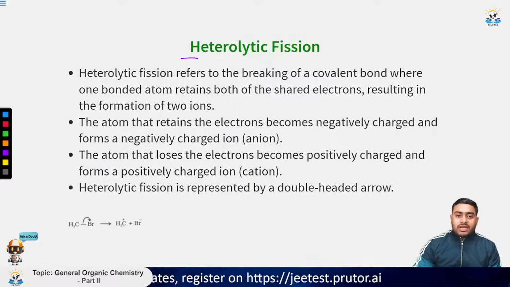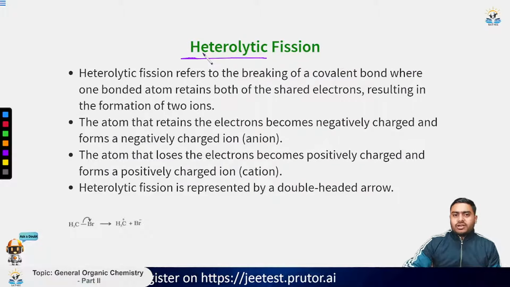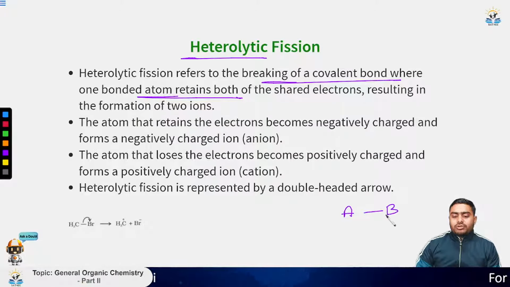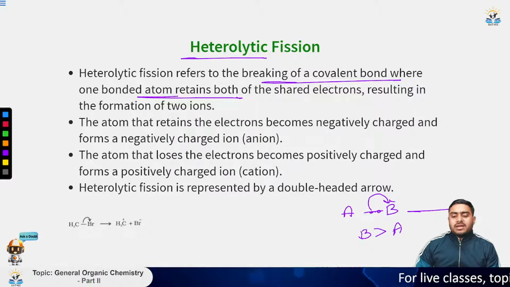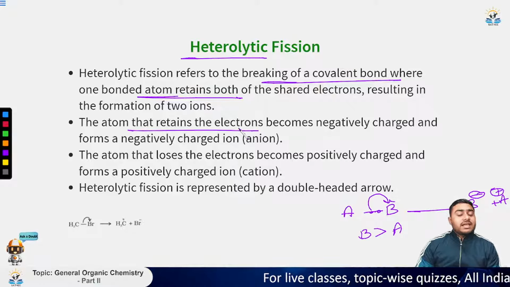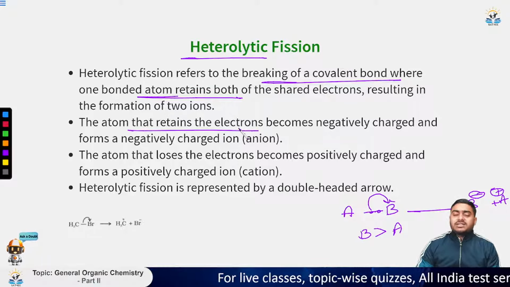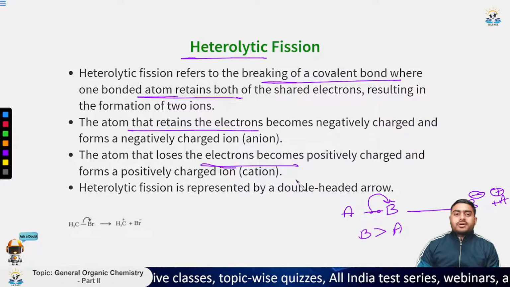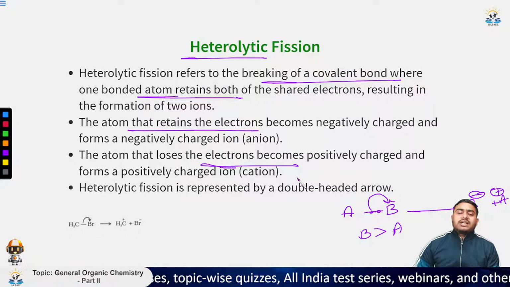Hetero means different. One atom is more electronegative, the other is less electronegative. So it is the breaking of a covalent bond where one bonded atom retains both of the shared electrons, resulting in the formation of 2 ions. Suppose A and B are bonded, and B is more electronegative than A, then both electrons will go towards B and it will form B negative and A positive, because A loses electrons and B gains electrons. The atom that retains the electrons becomes negatively charged and forms a negative ion, known as an anion. So B is the anion here, and the atom that loses the electrons becomes positively charged and forms a positive ion, known as a cation.